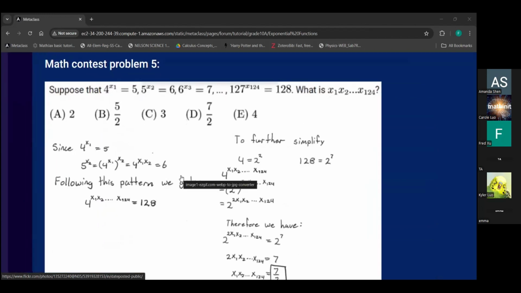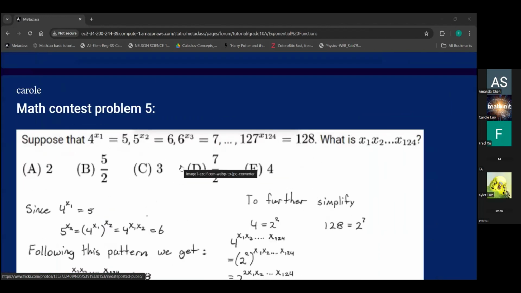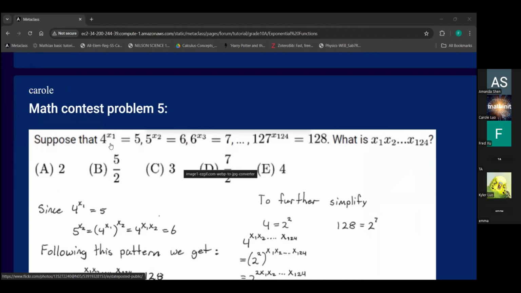Okay, now we have this question over here, right? Suppose that 4 to the power of x1 is equal to 5, 5 to the power of x2 is equal to 6, 6 to the power of x3 is equal to 7, and so forth, all the way until 127 to the power of x124 is equal to 128. Okay, now it is asking for what is x1 times x2 all the way to x124.